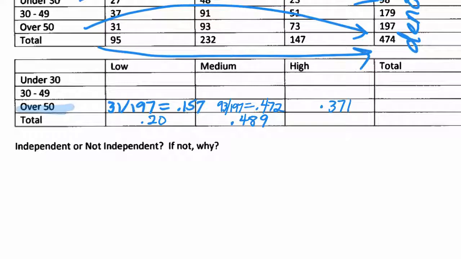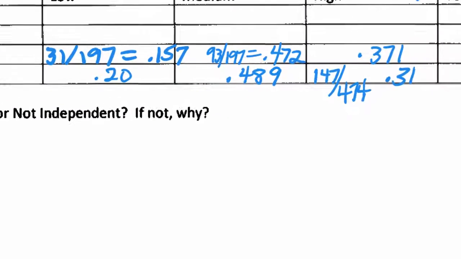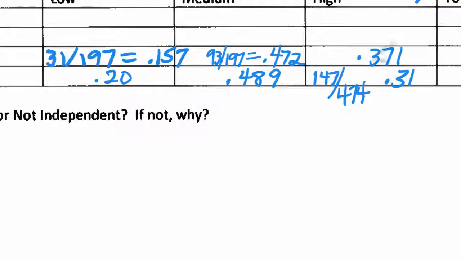And I'll do this one fraction here. What would the fraction be for this last column for overall? What's the fraction? 147 divided by 474. Very good. That is a total of 0.31. So now, what's going on here as far as the numbers? We want to compare a conditional to a marginal. And what can we clearly say with these items? They are different. They are not the same.